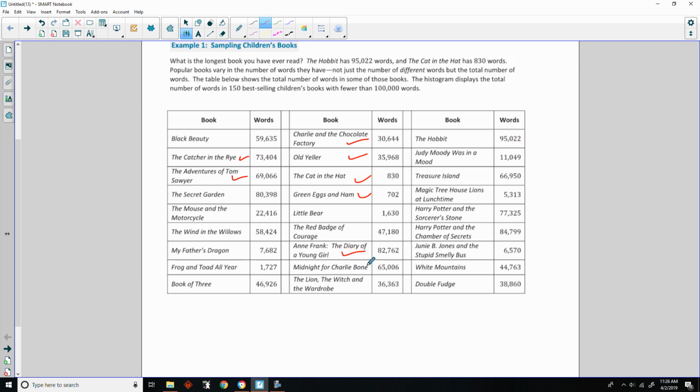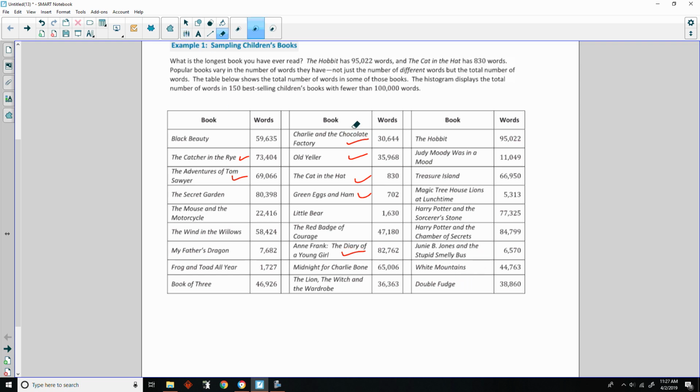Midnight for Charlie Bone, never heard of that. The Lion, the Witch, and the Wardrobe, heard of it but didn't read it. The Hobbit, heard of it, didn't read it. Judy Moody was in a mood, okay, did not read about Judy's mood. Treasure Island I've heard of but haven't read. Magic Tree House and so on. Harry Potter, Junie B. Jones and the Stupid Smelly Bus. Sounds interesting. Maybe I'll read that after this video. White Mountains and Double Fudge.